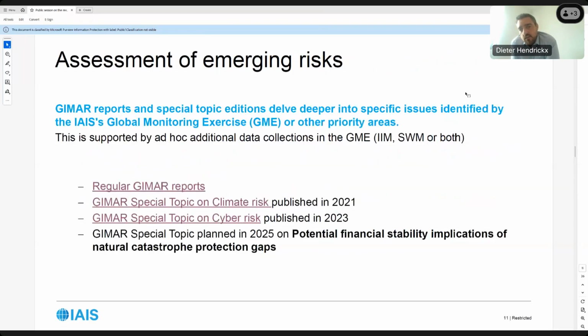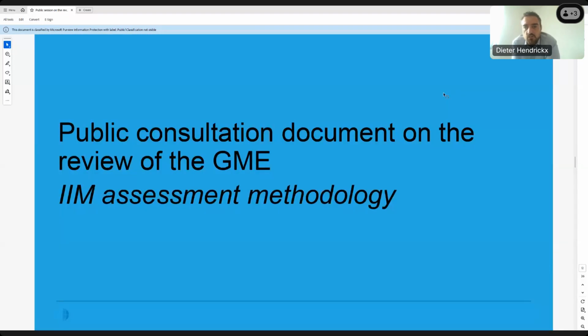As I said, we report all of that in our GMAR report to the public. Within the GMAR report, we also spend some time on some of the other emerging risks. Climate risk is one of those examples that is covered in our regular GMAR reports. But I would also like to highlight that from time to time, IAS does develop also some special topic reports in which we focus on a certain specific risk. For instance, we've had one on cyber risk in 2023, and we're currently developing a GMAR special topic on the potential financial stability implications of natural catastrophe protection gaps. So that is work which is still ongoing.